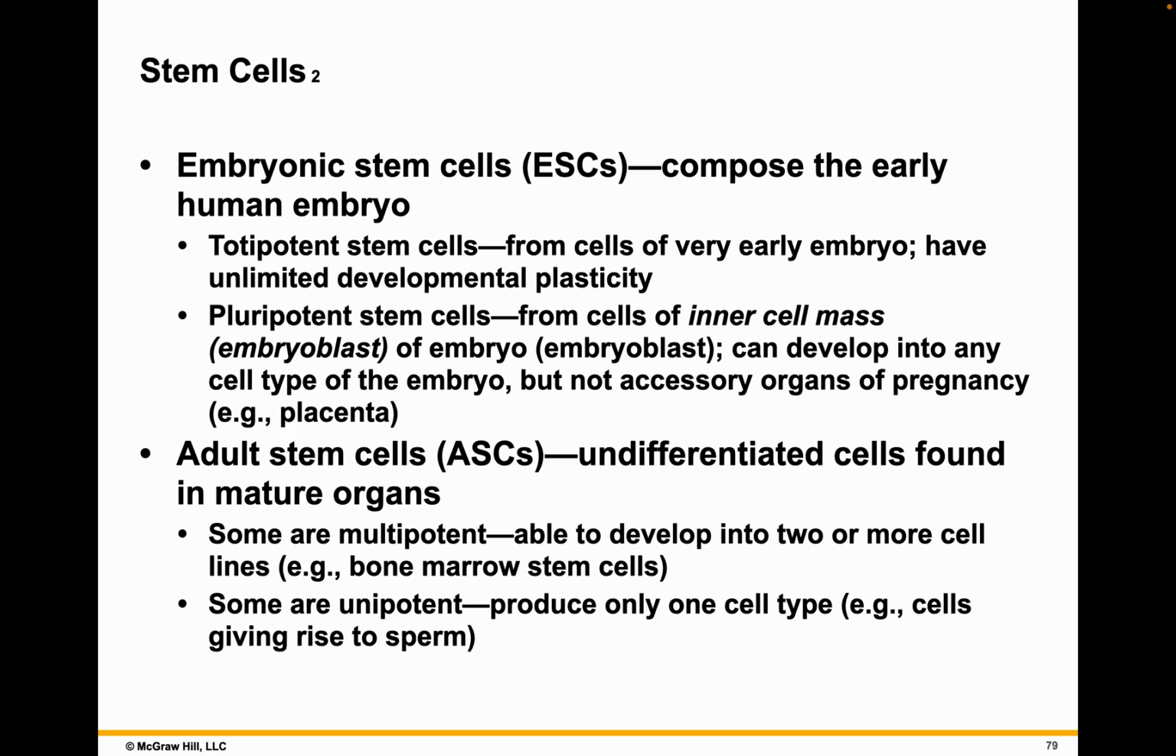And then the other type of stem cells are the adult stem cells. They're undifferentiated cells found within organs. Some of them are multipotent. The ones for the blood can develop into any blood cell. Many are unipotent. They can only become one cell type. Skin stem cells can only become skin cells.